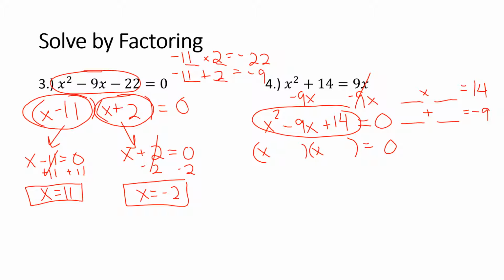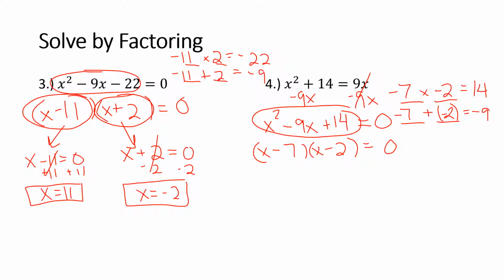So it's going to have to be two negative numbers because we know a negative times a negative will give us a positive. And we know the sum has to be negative 9. So here that's going to be negative 7 and negative 2. Negative 7 times negative 2 is positive 14. And negative 7 plus negative 2 is negative 9. So our factors are x minus 7 and x minus 2.